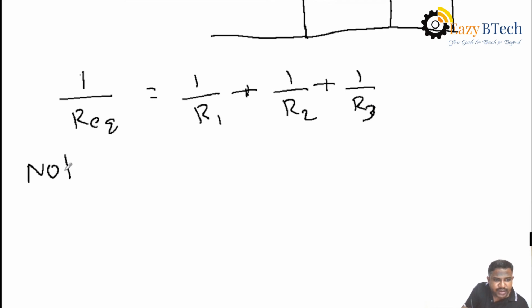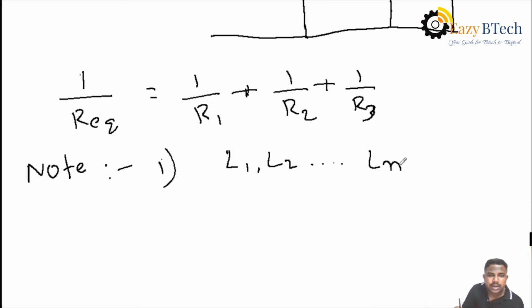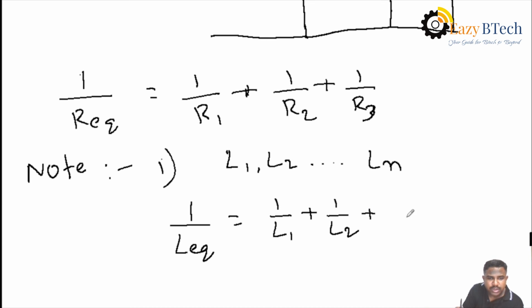Similarly, if inductances L1, L2, and so on, Ln are connected in parallel, the same formula will be applicable. That is 1 by L equivalent equal to 1 by L1 plus 1 by L2 plus and so on 1 by Ln. Same as the resistance values.